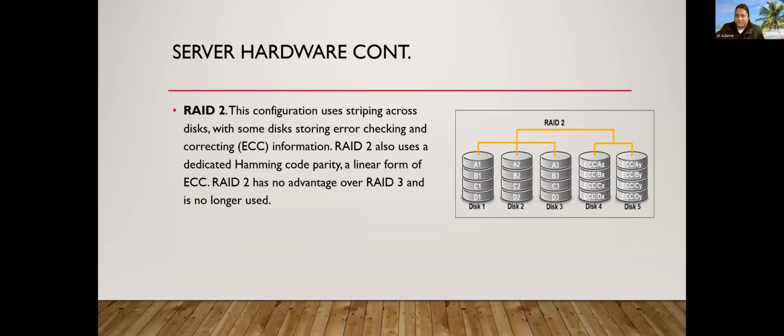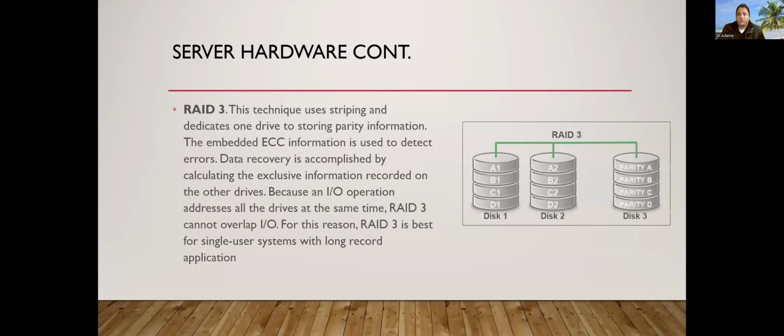I know this RAID 2 example is not really the best. It's the best I can find, guys. I'm sorry. So RAID 3 uses striping and dedicates one drive to storing parity information. All the striping gets saved to this disk 3. That is your backup. The embedded error correction checking information is used to detect errors. So if it detects an error, just one or two, it will pull the backup copy from disk 3 and throw it in.